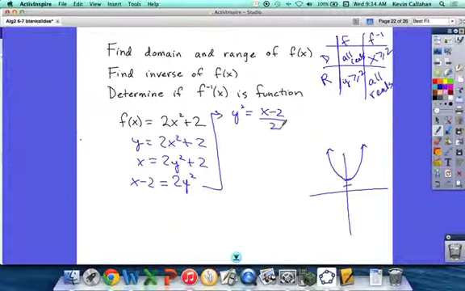All right, now I'm still not done solving for y. How do I turn a y squared into a y? Take the square root of both sides, right? When I take the square root, remember, I wasn't given a square root, which I assumed to be positive. I'm taking a square root. So I have to say y equals plus or minus the square root of x minus 2 over 2. F to the minus 1 of x equals plus or minus the square root of x minus 2 over 2.